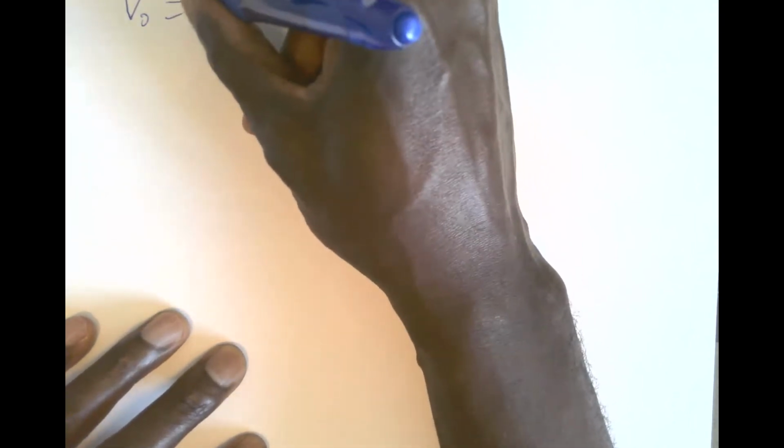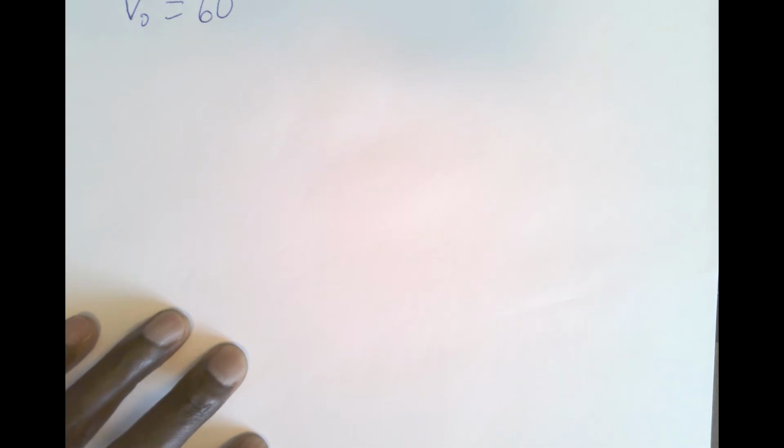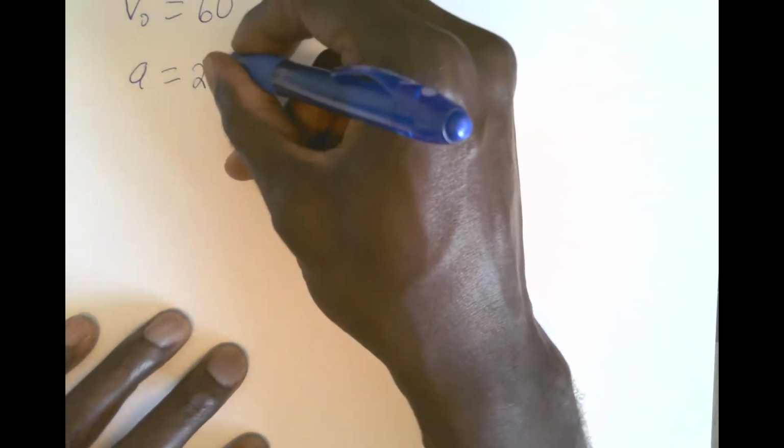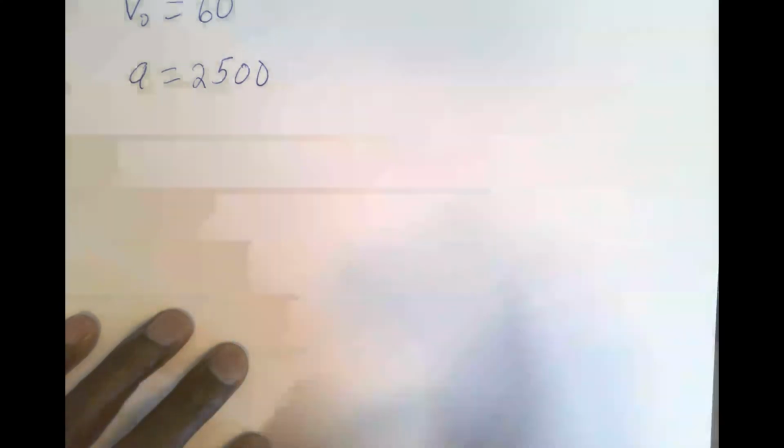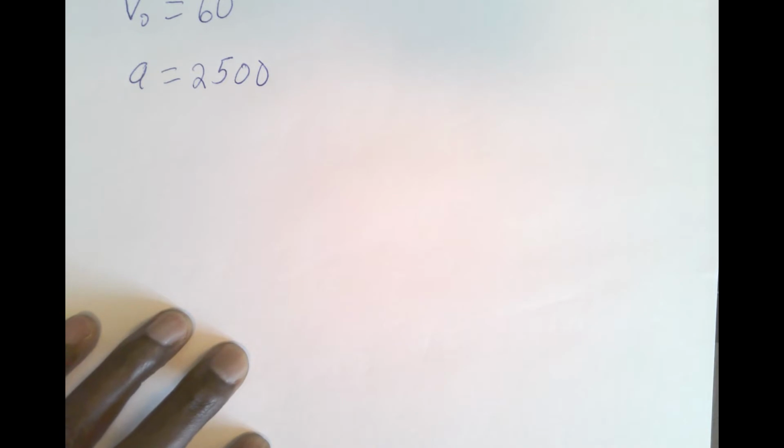So at a speed of 60 kilometers per hour, we're going to say our velocity, and I'm going to call this the initial velocity, is 60. And how far does a car travel if it decelerates at 2,500 kilometers per hour squared? So the acceleration is 2,500. It wants me to find how far the car traveled as it decelerates until it stops.